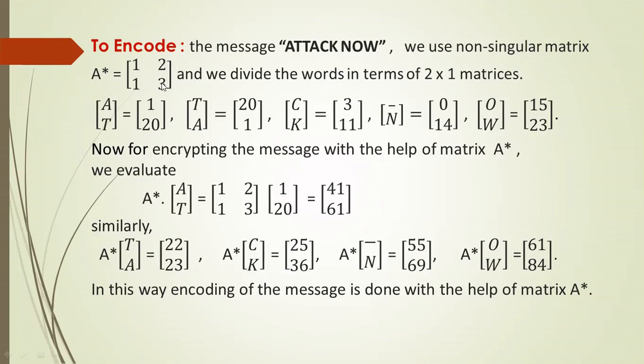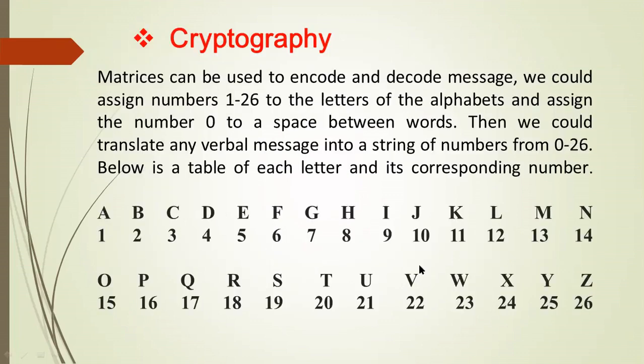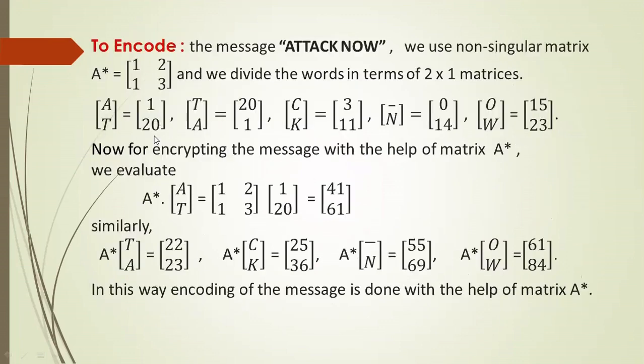Now to encode the message, we take a non-singular matrix A* equal to [1 1; 2 3], and then divide the words in terms of 2 by 1 matrices. So we get the column vector [1; 20], because A is 1 and T is 20. We will get this, and so on for the other letters. Now for encrypting the message with the help of matrix A*, we multiply A* with this column vector.